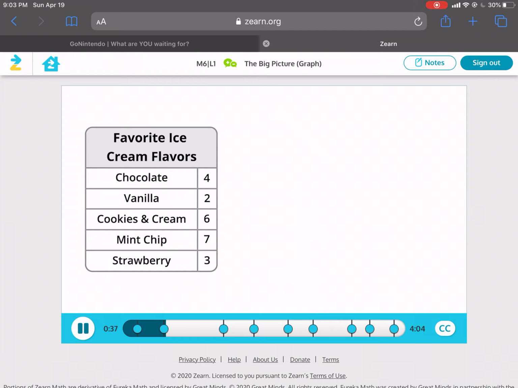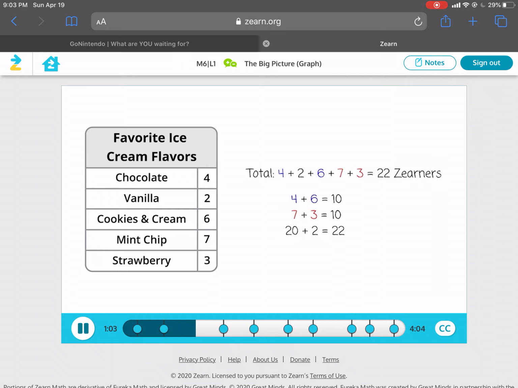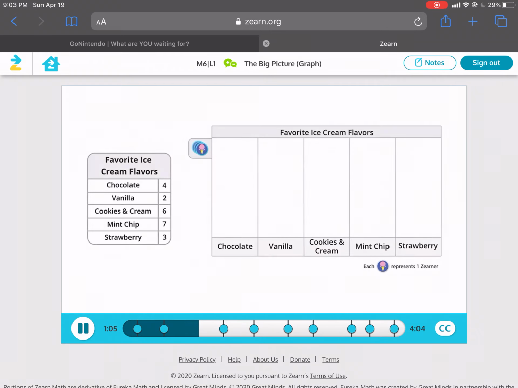Kayla. I see that 4 Zerners chose chocolate as their favorite flavor, and 3 Zerners chose strawberry as their favorite. To find out how many total Zerners were surveyed, I found the sum of all the flavors in the data table. I used mental math to make tens. 4 plus 6 is 10, and 7 plus 3 is 10, so that's 20. Adding 2 more equals 22 Zerners in total. You got it. Let's graph this data using pictures to help us find the 3 most popular flavors.